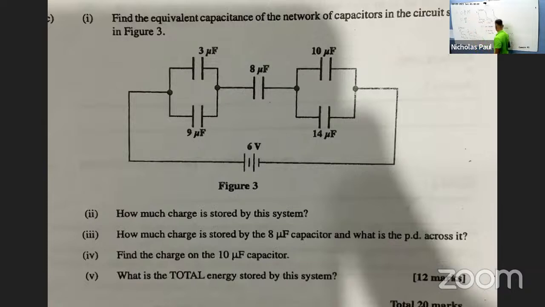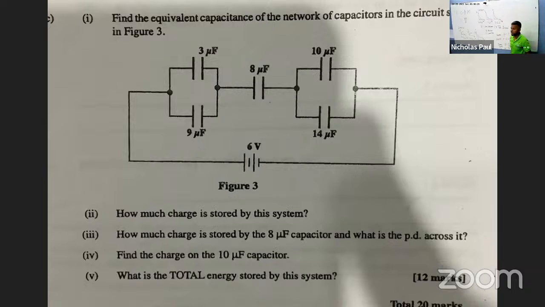To find charge, you can use the first formula. But to find charge, you need to find C, so you're going to have to use these. This question looks like a resistance question, so you have to use these things here to simplify it.